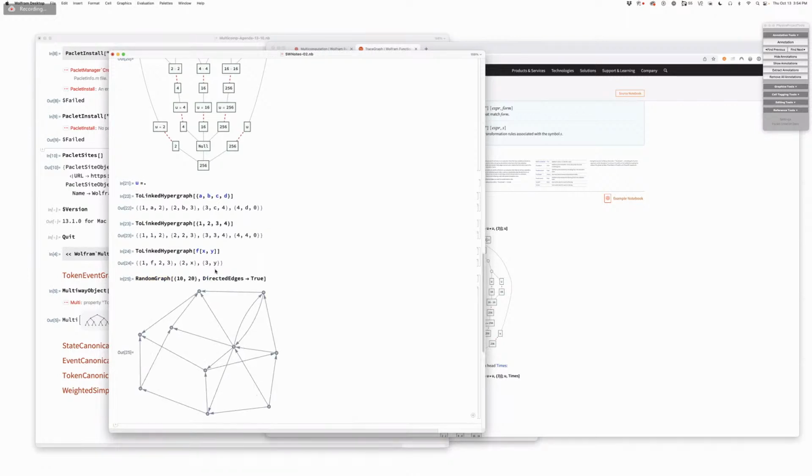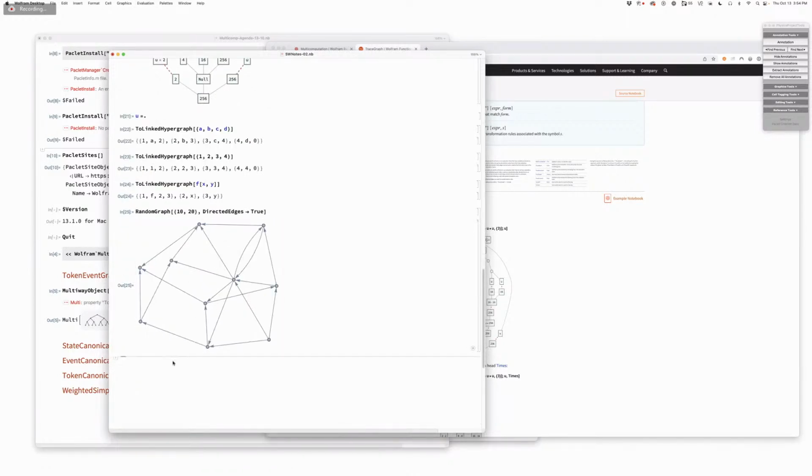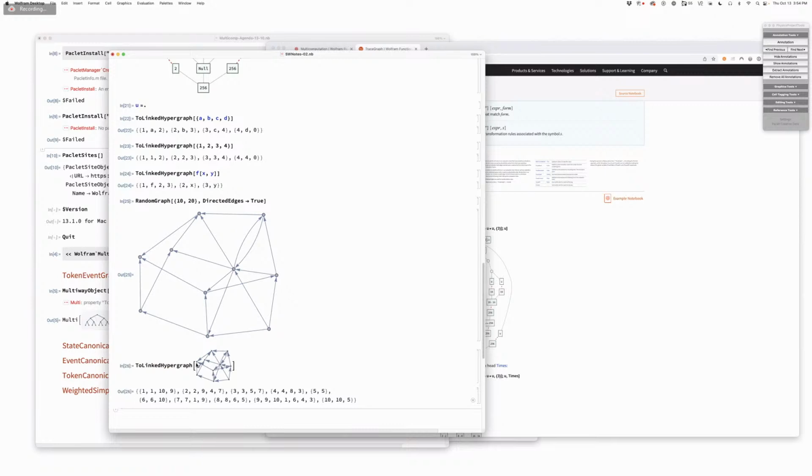Yeah, you can even use a literal graph. Does that already work? Like do linked hypergraph of... How do I make a DAG? Random graph, directed edges goes to true. Oh, does it work on any graph? Well, I think so. I'm not sure. Now what do I do? What do I say here? The same thing, to linked hypergraph. This thing. That's great.